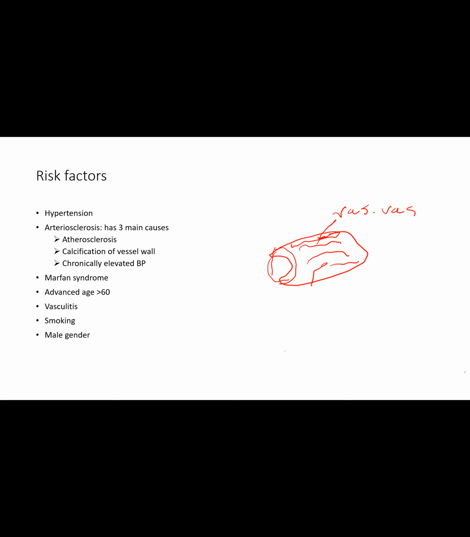So again, as we mentioned, advanced age, so over 60, is a risk factor because older people tend to have stiffer aortas, partially because of calcification of the walls of the aorta and partially because of more degeneration of that collagen and elastin over time.